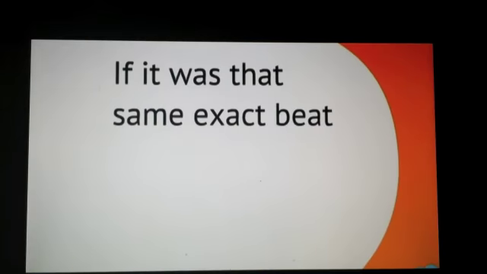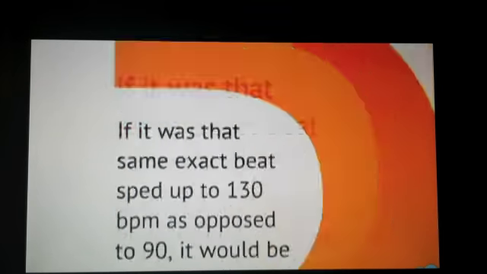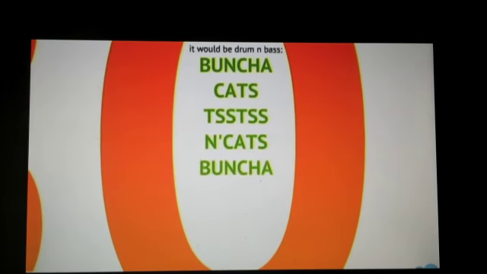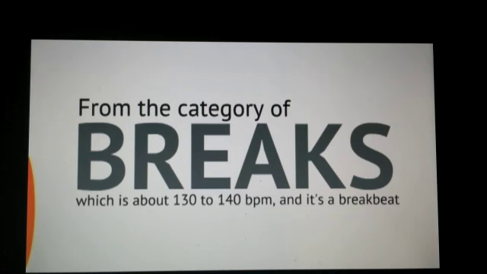If it was that same exact beat sped up to 130 BPM as opposed to 90, it would be breaks or breakbeat, and that's boom, boom, kak, chicka, chicka, boom, kak. And then if you sped it up double time of hip hop to 180, it would be drum and bass. From the category of breaks, which is around 130 to 140 BPM, and it's a breakbeat.